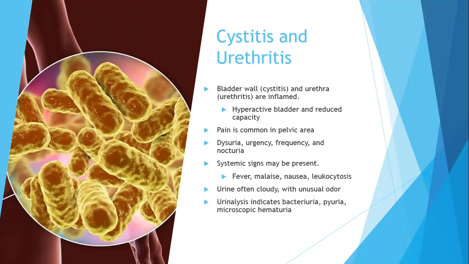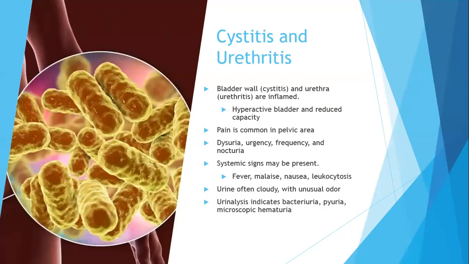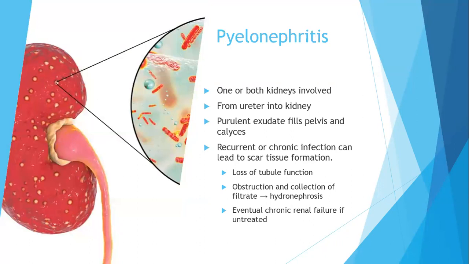Urinalysis for diagnosis usually indicates bacteria, pyuria, and microscopic hematuria, which is inclusion of blood in there. So bacteria, pus, and blood indicate the infection. And usually they do culture and sensitivity and figure out which drug is going to kill it. So that's what we want to do. We want to kill the bacteria.